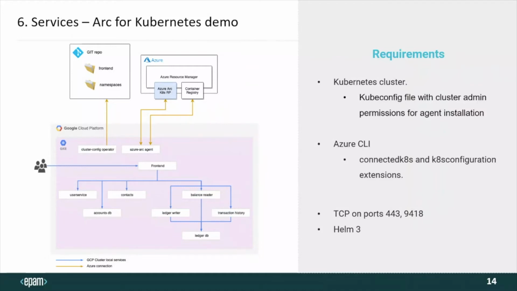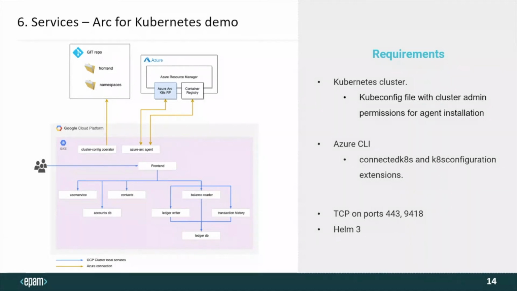At the left side, we have the diagram of the demo. The bottom big square represents a GKE Kubernetes cluster. It runs on Google Cloud Platform. It holds an application that can be reached by the front end.